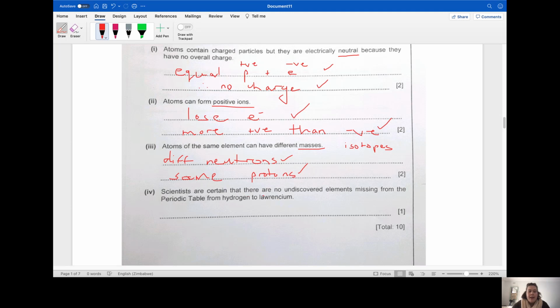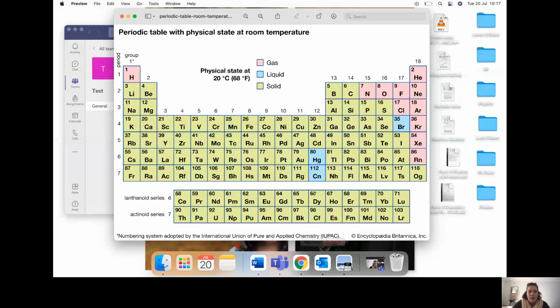Scientists are certain that there are no undiscovered elements missing from the periodic table. Okay. How do we know that? If you go to your periodic table, which I have here, you will see that every single number is taken. 1, 2, 3, 4, 5, 6, all the way down to 118. Every single number is taken. So that must mean that there is no other elements because there's no other numbers to fulfill, okay? These ones at the bottom here, remember these are man-made, so we just care about these ones in the big table.